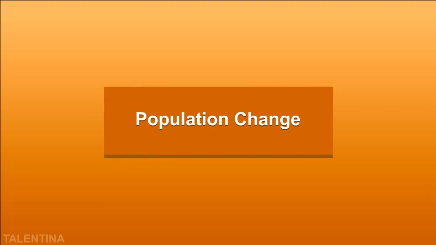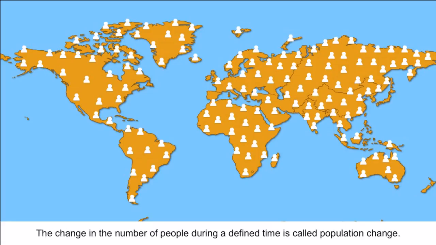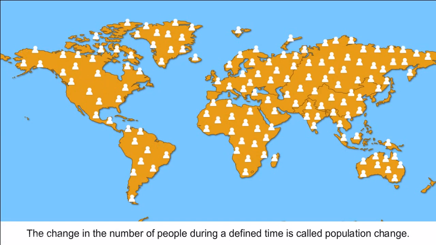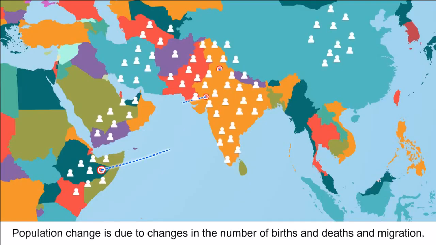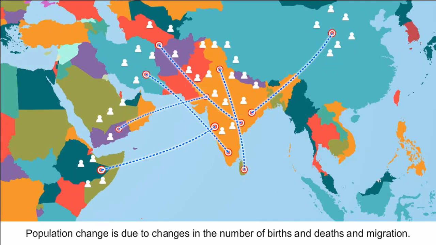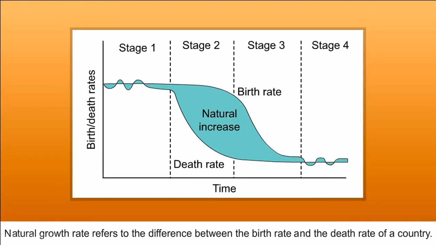Population change. The change in the number of people during a defined time is called population change. Population change is due to changes in the number of births and deaths and migration. Natural growth rate refers to the difference between the birth rate and the death rate of a country.